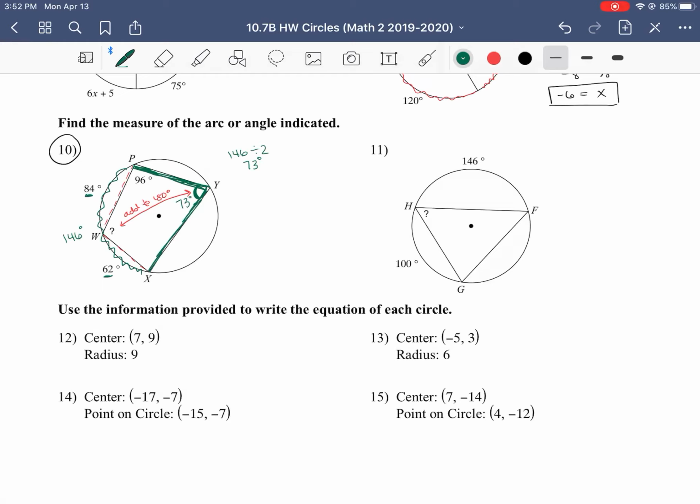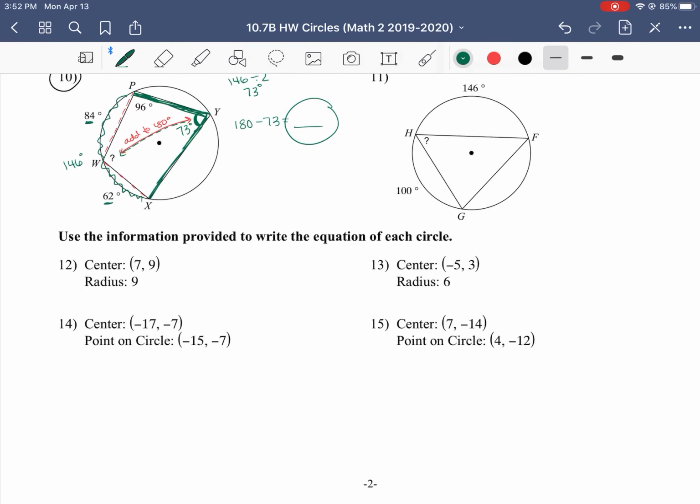So if we know this one is 73 degrees, and these two need to add to 180, then we can figure out what this other one is. We take 180, subtract 73, and we end up with our final answer there.